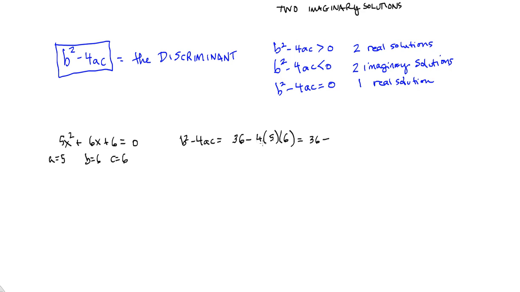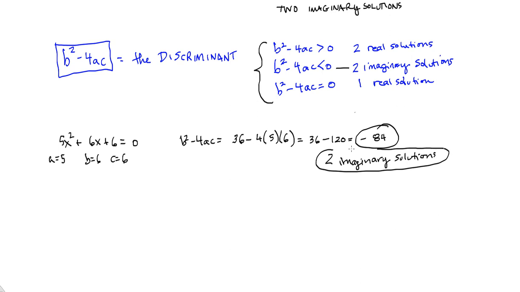36 minus 20, 4 times 5, 20 times 6 is 120. That gives me a value of negative 84 for my discriminant, b squared minus 4ac. And we know from up here, there are three cases, that if my discriminant is negative, that means I have two imaginary solutions. What does that tell us about the parabola when we actually graph it? Well, it tells us the parabola never crosses the x-axis, that there are no real solutions, no real zeros, and therefore no real x-intercepts. There are no x-intercepts.